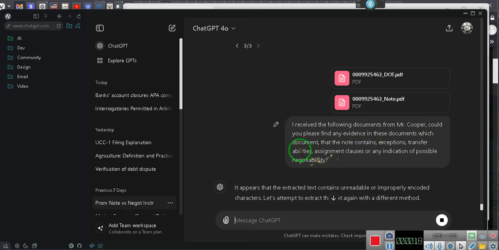Could you please find any evidence in these documents which shows that the note contains exceptions, transferabilities, or assignment clauses, or any kind of possible negotiability?